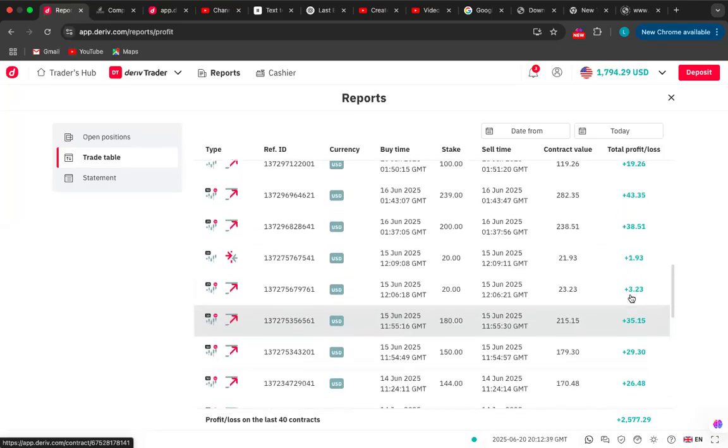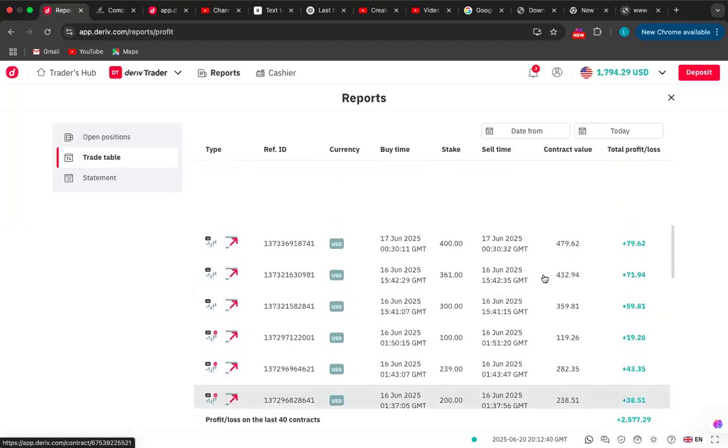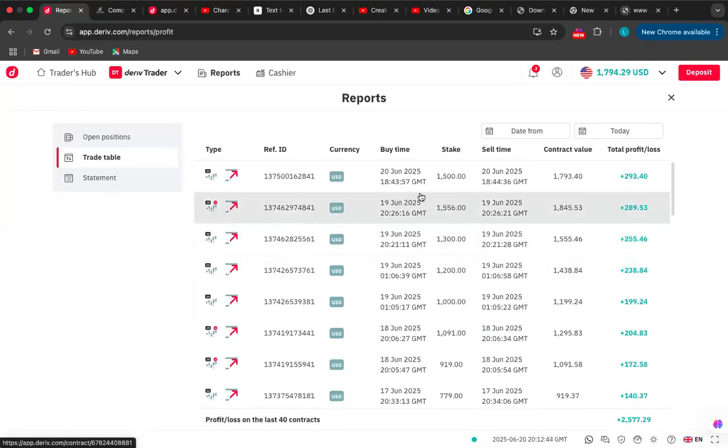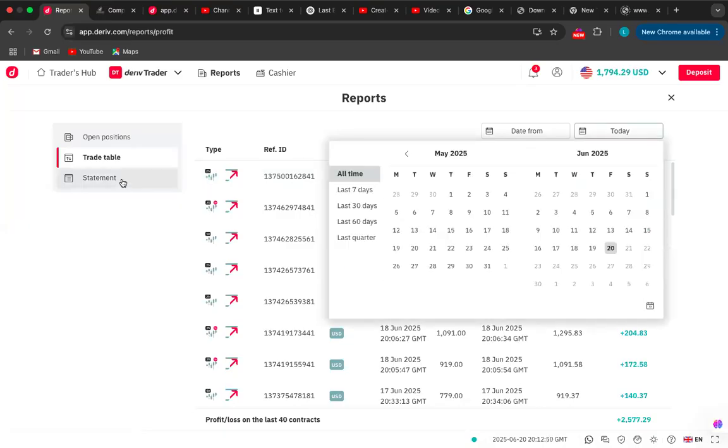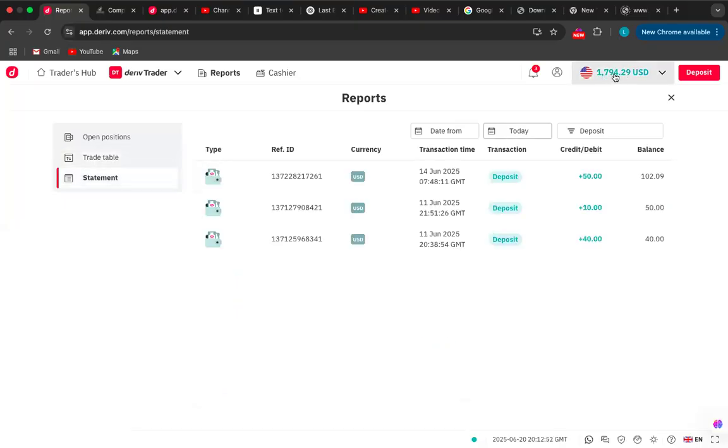This is consistent profit, as you can see. This is a trade I took today. The last trade here was a trade I took this night, and then $293. This is my balance, $1,794. So let's go to how much I've actually withdrawn so far.